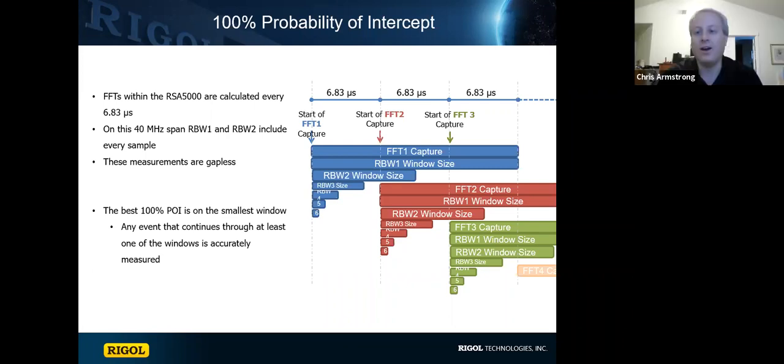There you go. Well, that's the beauty of what RIGOL does here in this market: we keep bringing the prices for these kinds of capabilities down.